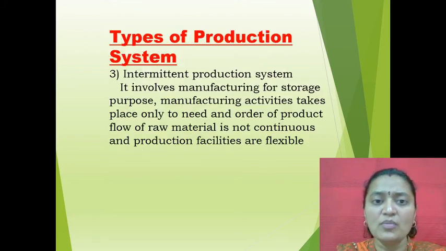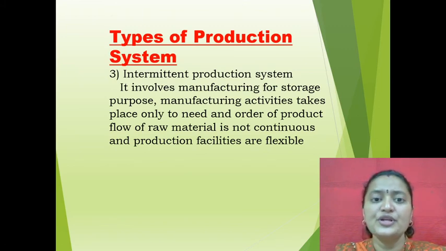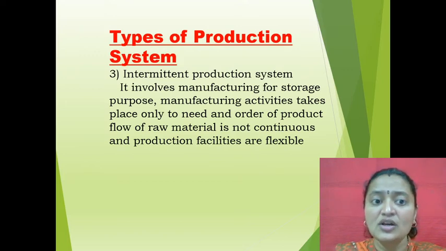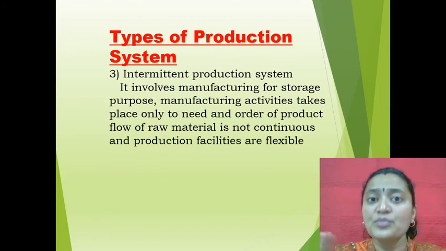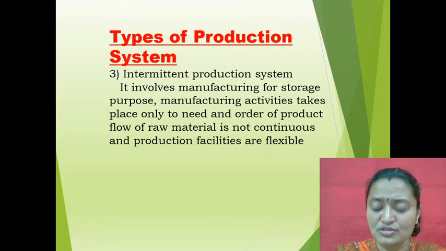Now this is all about the intermittent production system. Now in this you only need to remember that whatever is used for the manufacturing process, for storage purposes, and the flow of raw material, it is not continuous, means it is not a continuous flow. And the production facilities which are used for production or manufacturing purposes are flexible. It cannot remain the same because some kind of changes can also be done.